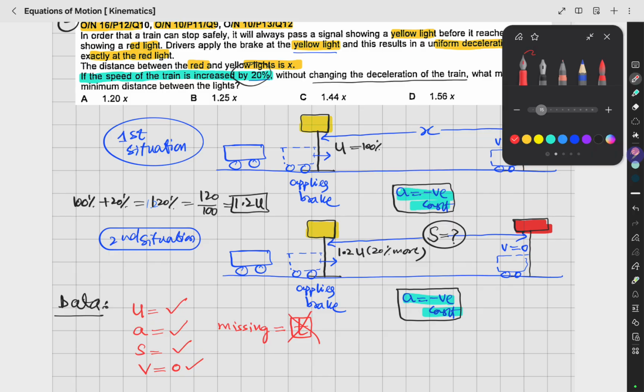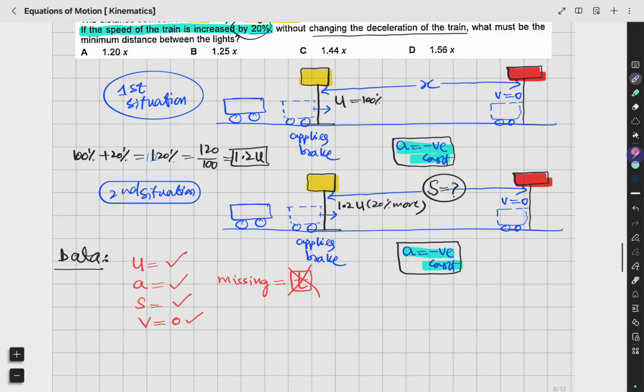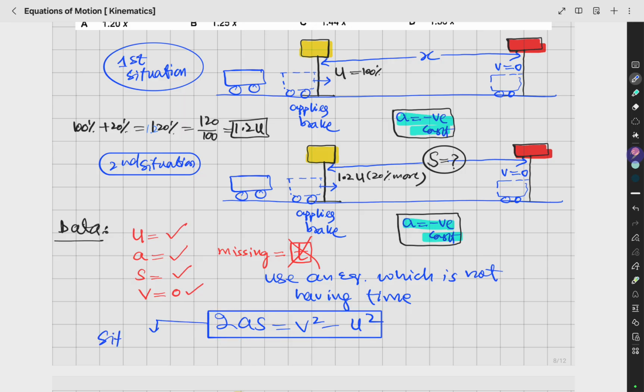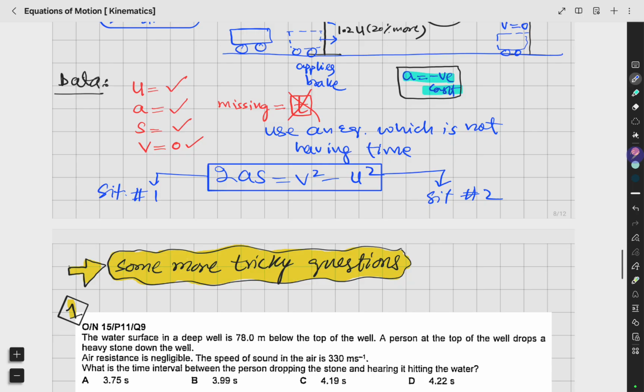It means you will not use an equation which is involving time. You will use an equation that is not having time. So that equation is 2as equals v square minus u square. You will use this equation and apply it on situation 1, and you will apply this on situation 2, and you will simultaneously solve that.